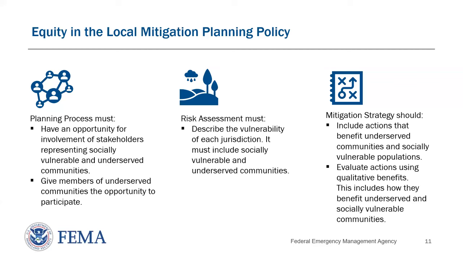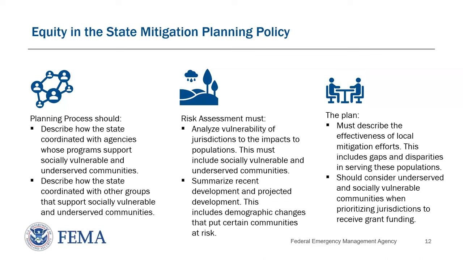And the risk assessment must describe the vulnerability of each participating jurisdiction to the identified hazards. And this includes the vulnerability of people, including underserved communities and socially vulnerable populations. The mitigation strategy should include actions that benefit underserved communities and socially vulnerable populations. Actions can be evaluated using qualitative benefits, including how they benefit underserved and socially vulnerable populations.